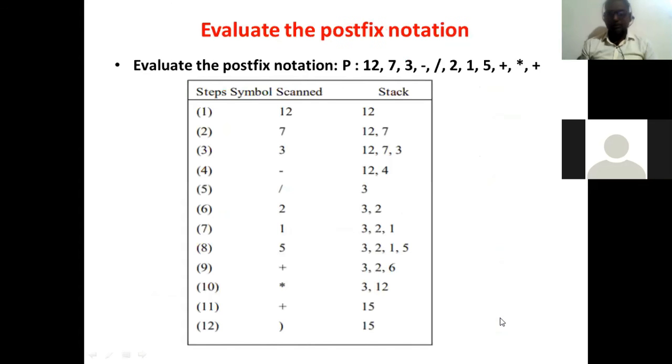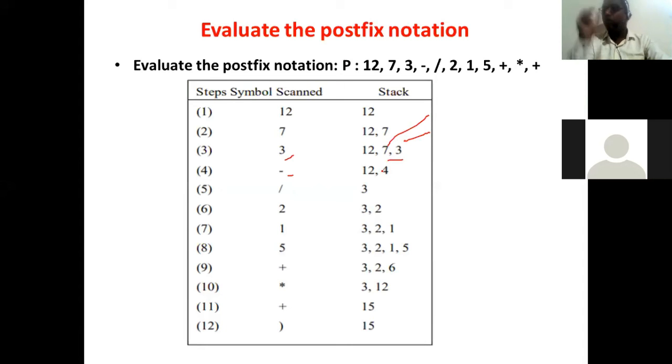See, the second example is given to you. Quickly we will see the review. 4 12 7 3 minus division 2 1 5 plus into plus. The first symbol is 4, so add it to the stack. Then 12 is added, then 7, then 3. Then there is minus, so you need to pop two elements from the stack. The first element popped is 3, then the second is 7. So 7 minus 3, you will get 4.